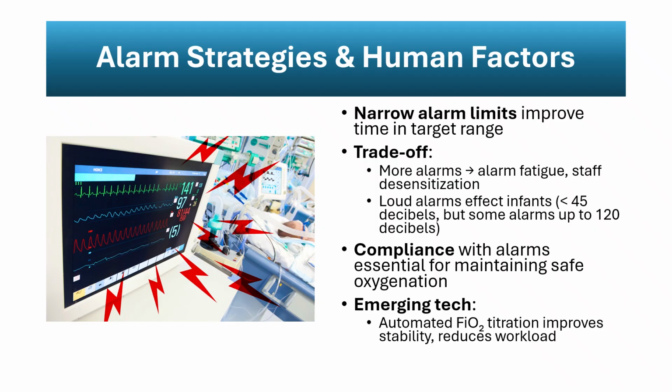Although recommended to remain below 45 decibels, many monitor alarms exceed 100, which can startle infants, increase heart rate, and raise oxygen consumption. Adjusting volume, using visual cues, and clustering responses can reduce physiologic stress while keeping alarms effective. Strict compliance with alarm management is essential. Silencing or widening limits to reduce noise defeats their purpose and delays recognition of true desaturation events. Consistent adherence supports safe oxygenation and reduces episodes of both hypoxemia and hyperoxemia.